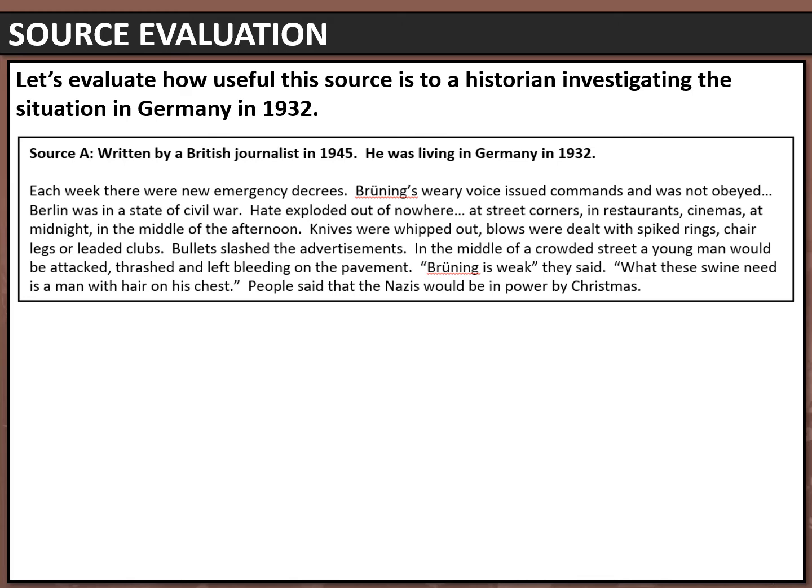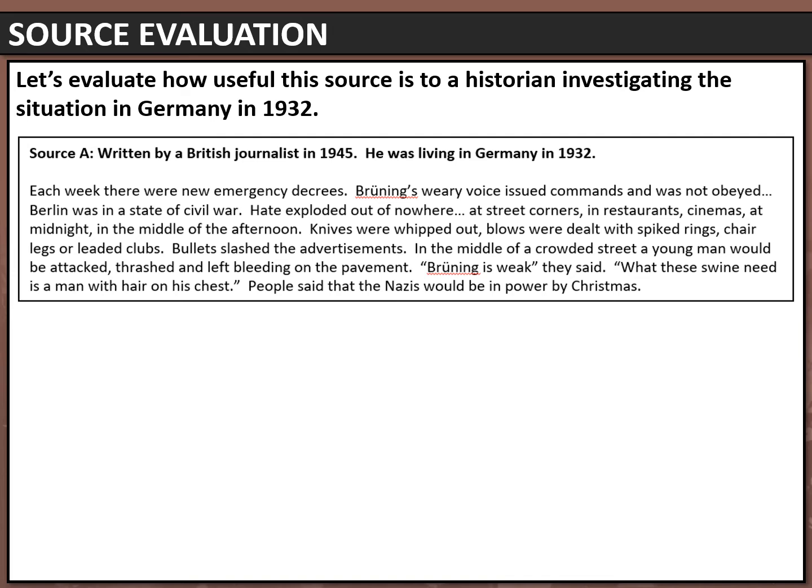Each week there were new emergency decrees. Bruning's weary voice issued commands and was not obeyed. Berlin was in a state of civil war. Hate exploded out of nowhere. At street corners, in restaurants, cinemas, at midnight, in the middle of the afternoon. Knives were whipped out. Blows were dealt with spiked rings, chair legs, or leaded clubs.